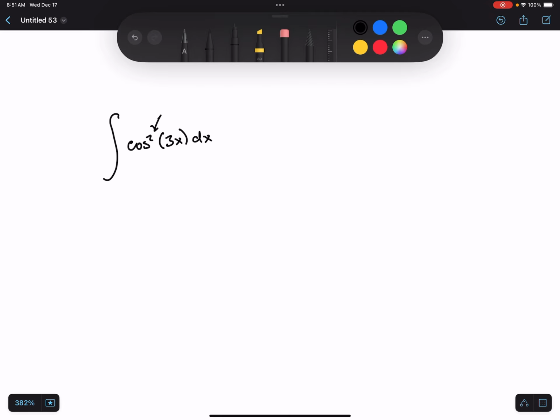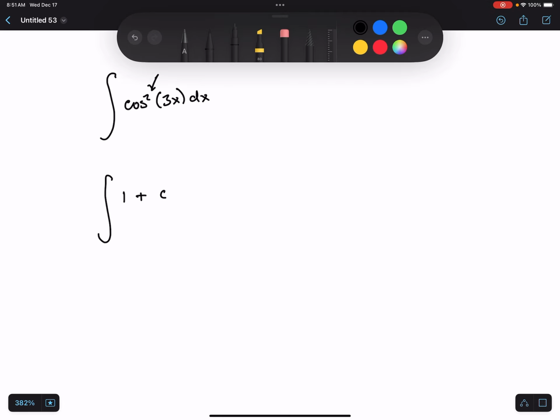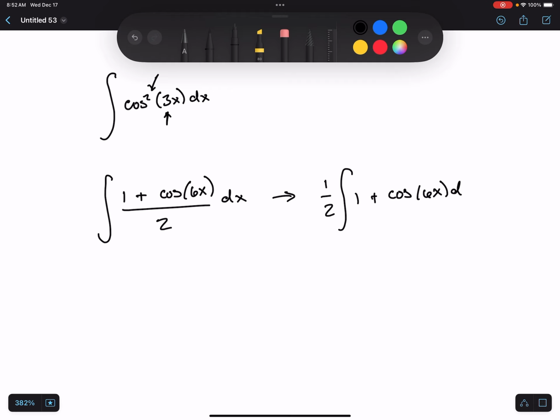And so what that looks like for a cosine squared is we can rewrite this as the integral of 1 plus cosine, and then we're going to double the angle, and we'll make this 6x over 2 dx, which of course can be rewritten to simplify as 1/2 times the integral 1 plus cosine 6x dx.